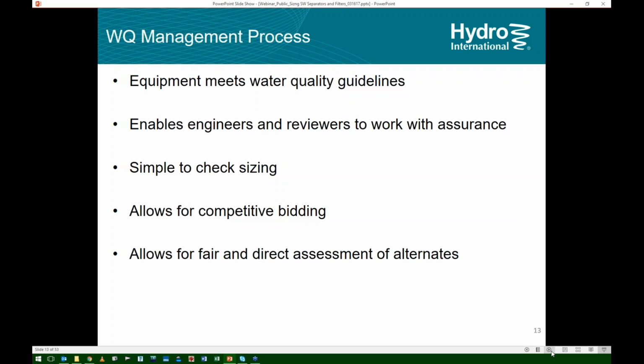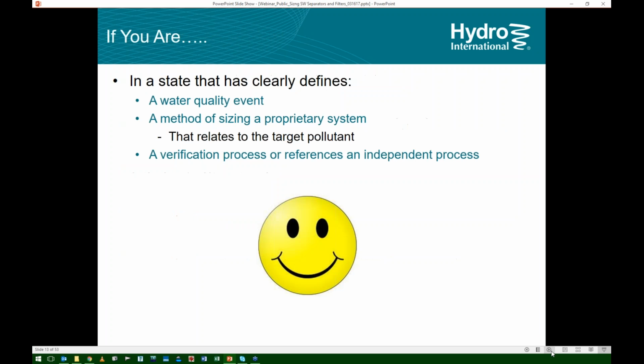be able to vet these alternates so that you can have an assurance that if you switch it out for something, you're going to get an equal water quality basis. So these are the challenges within our industry.